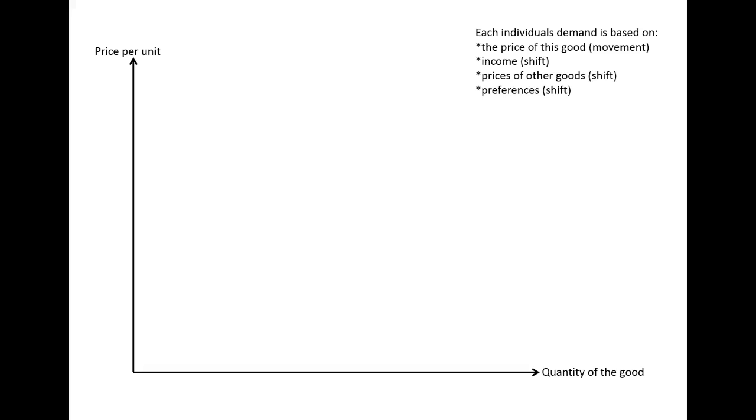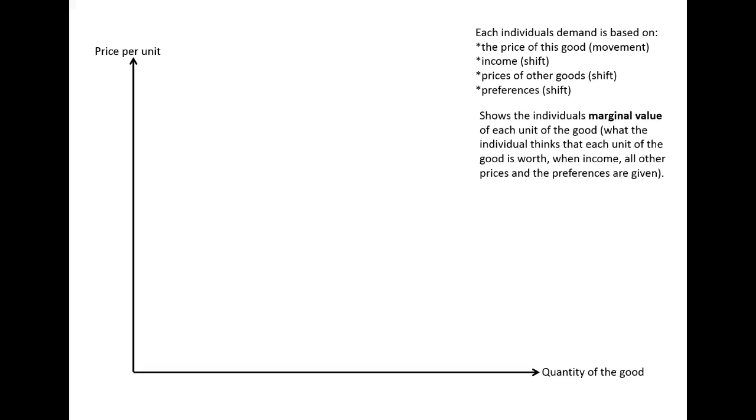And then we'll have different shift parameters, and the most common ones are income, prices of other goods, and the preferences of the consumer. The demand function shows the individual's marginal value of each unit of the good. You can say that it is what the individual thinks each unit of the good is worth, when income, all other prices of goods and the preferences are given. So, with the Latin phrase ceteris paribus, everything else being equal.